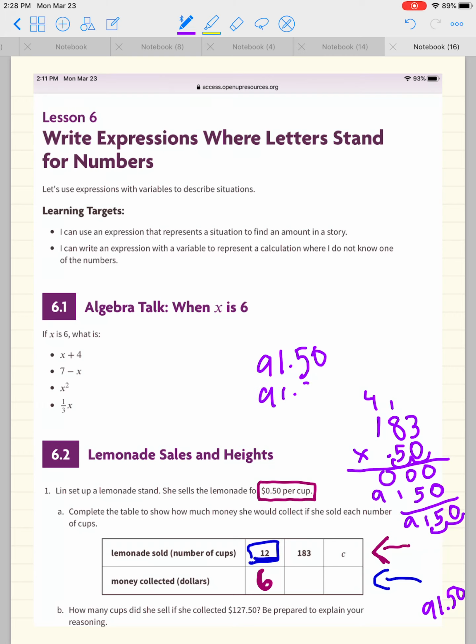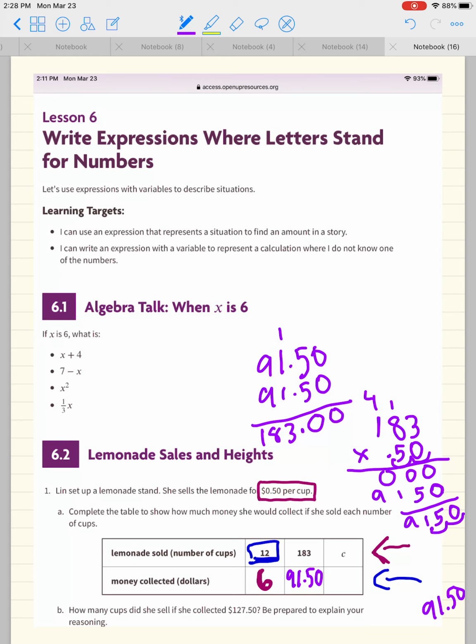Now, sometimes we make mistakes in our math, and so just to make sure that's the right answer, I'm going to go ahead and add 91.50 plus 91.50 and see if I get 183. 0 plus 0 is 0. 5 plus 5 is 10. 1 plus 1 plus 1 is 3. And 9 plus 9 is 18. Perfect. So the answer here is 91.50.